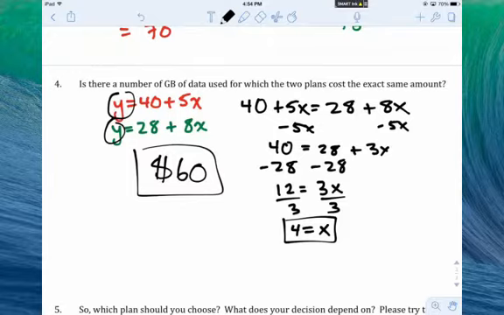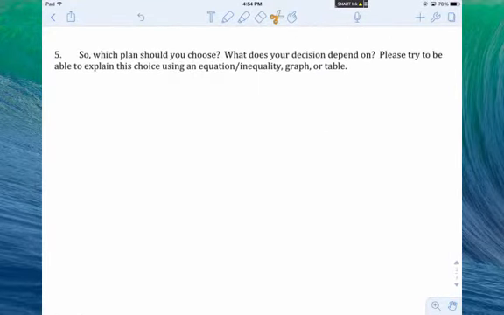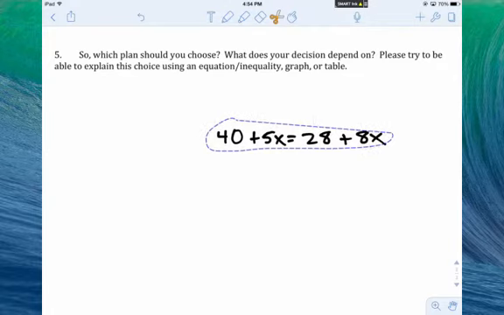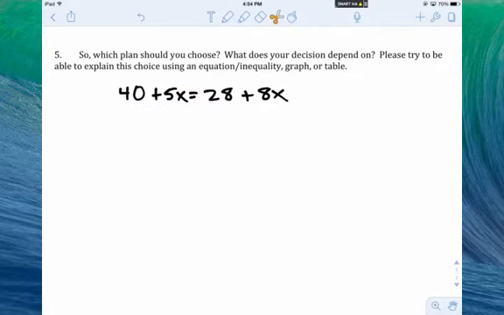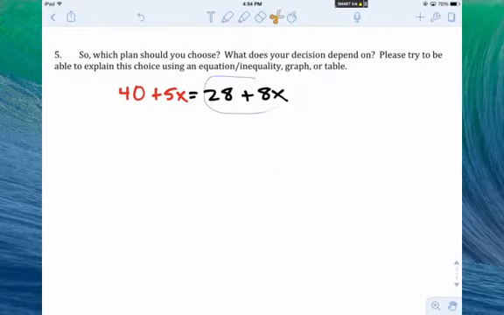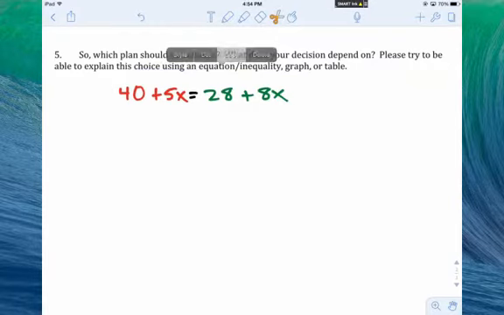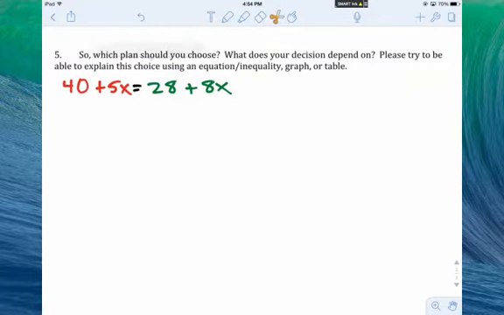Well, I think it totally depends on how many gigabytes of data we use. And let's see now. So remember that on the left-hand side, this was the cost function for Boost Mobile in red, and this over here on the right-hand side was the cost function for Cricket Wireless in green. And so my claim is, if you want to figure out when Boost Mobile will be cheaper, all we need to do is set up an inequality and say, boom, Boost Mobile is now less expensive. The cost of Boost Mobile is less than the cost of Cricket Wireless.